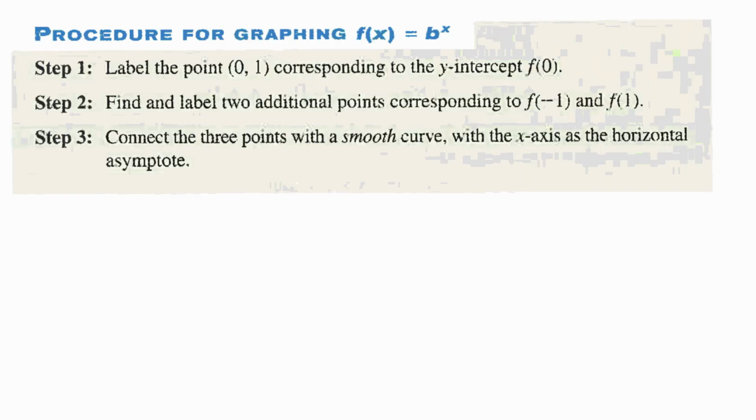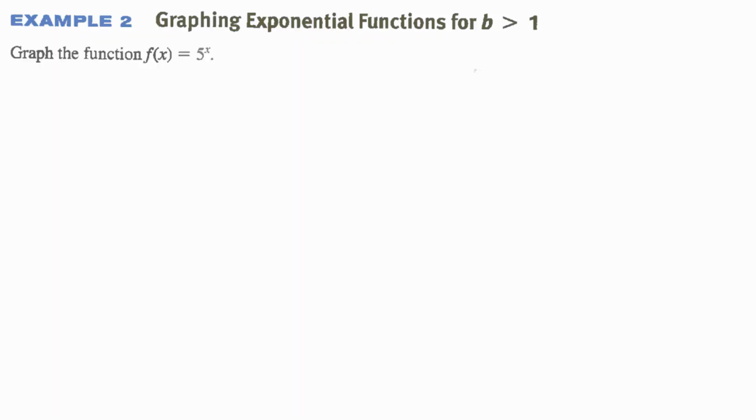All right, so let's go ahead and graph. We want to find the points that correspond with x is 0 and x is 1, and then we're going to put in the horizontal asymptote, which might be shifted up or down. Let's remember how we do this.